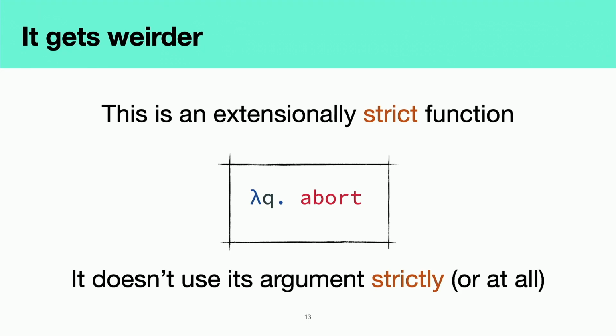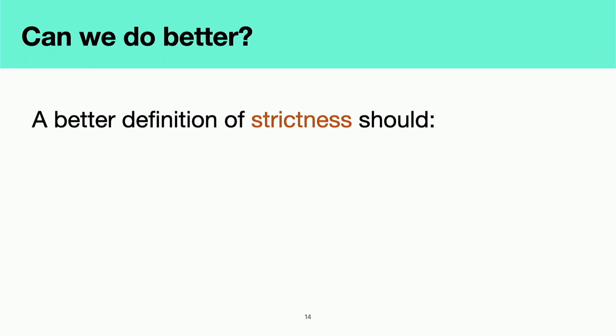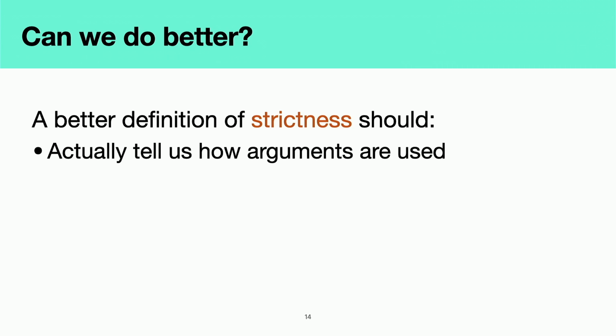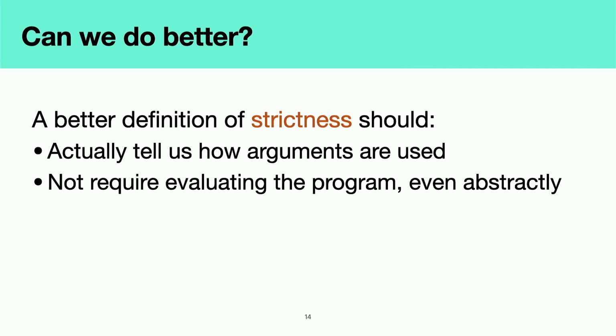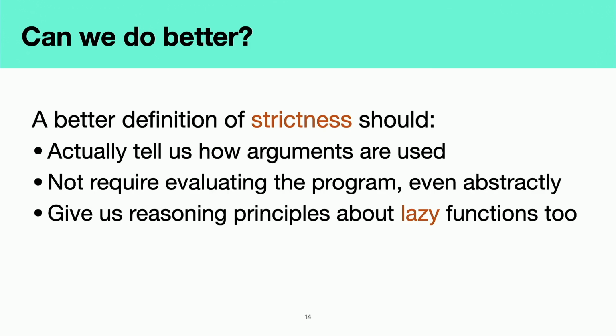So at this point, it's worth taking a step back and asking, can we do better? Can we come up with a definition of strictness that more accurately captures our intuitions about what should be going on? Ideally, this definition will tell us more directly how arguments to functions are used. It will not require us to evaluate programs in our heads, even abstractly, and ideally also give us some reasoning principles about lazy functions. Right now, the extensional definition only tells us what it means for a function to be strict. Lazy functions are those that are not strict. We don't have any properties about them other than that they aren't strict. So we'd like a definition that gives us some meaning behind laziness.